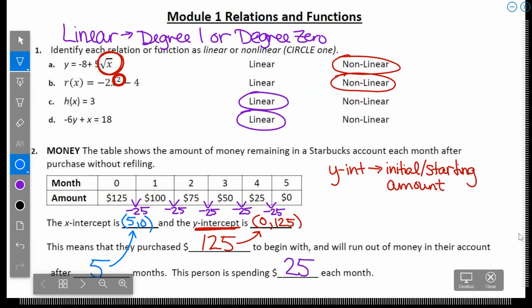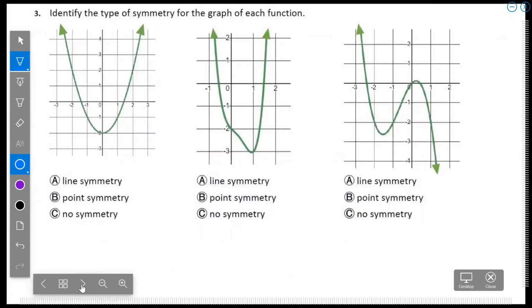All right, number 3. Line symmetry, point symmetry, and no symmetry. Line symmetry means I can draw a vertical line somewhere on here and I could fold it in half on that line and the two sides would match up. Point symmetry means that I would put a point down on that graph and I'd twist it halfway so the top would become the bottom and the bottom would become the top, and it would match up with itself. And no symmetry means neither one of those would be true.